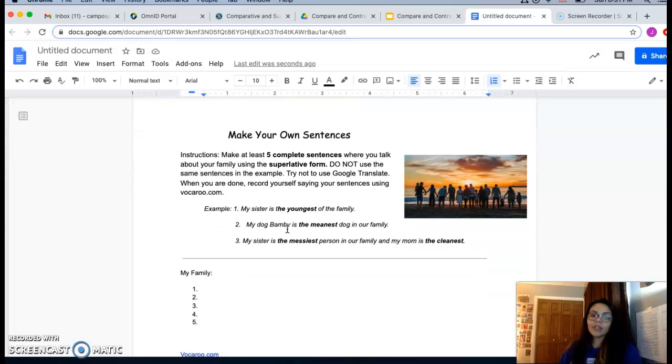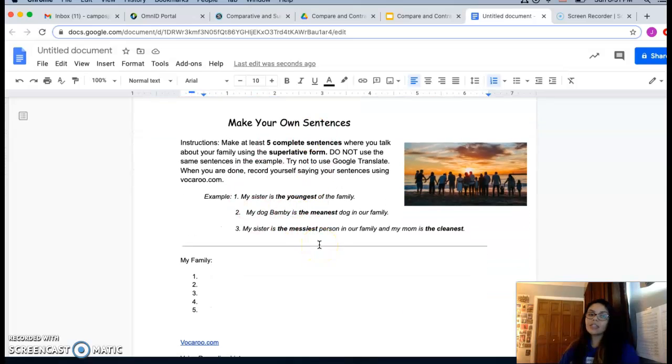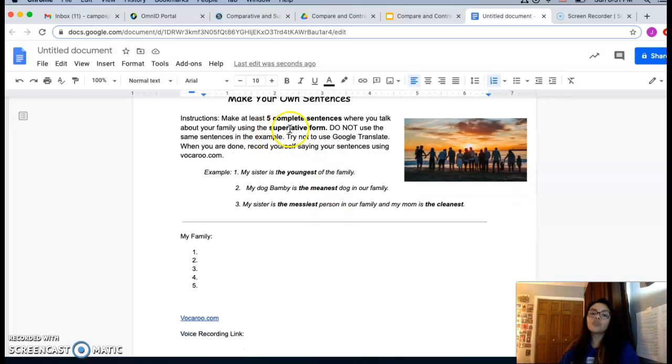Once you are done with that activity, you move on to this one where you have to make your own sentences. You have to do 5 sentences donde van a hablar de su familia otra vez. No más que esta vez van a usar el superlative form. Okay? Y aquí les tengo unos ejemplos de cómo van a ser sus oraciones. So, my sister is the youngest of the family. My dog, Bambi, is the meanest dog in our family. Okay, so look at these examples to help you with your sentences, but do not use my example sentences. If you use these sentences, it will not count. So make your own. No usen las que tengo aquí. Tienen que hacer sus propias oraciones para esta actividad.